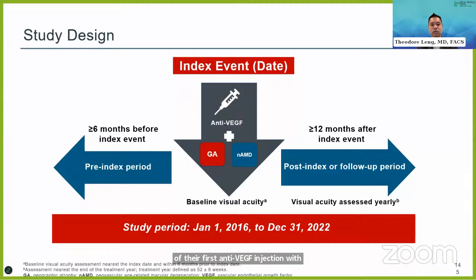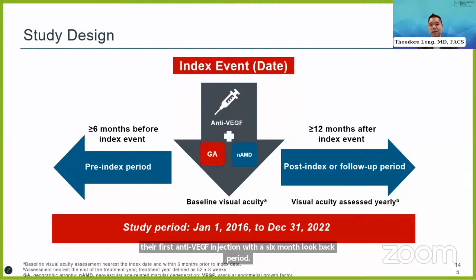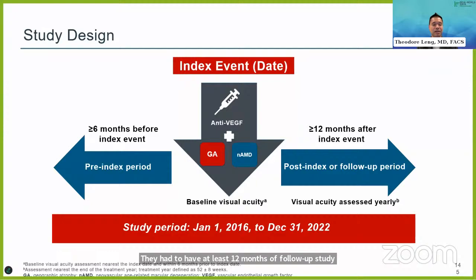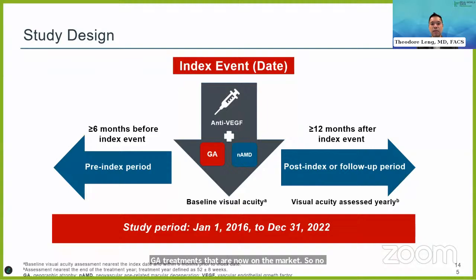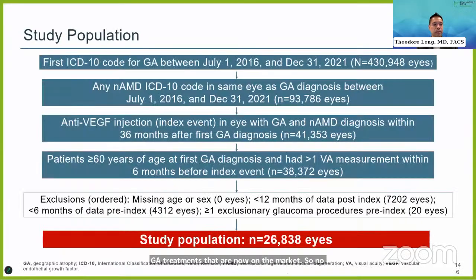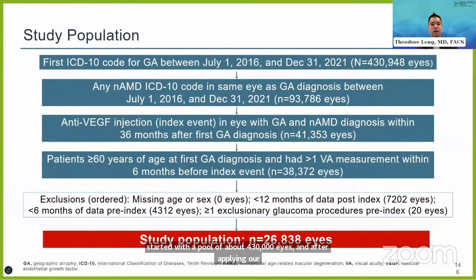They had to have at least 12 months of follow-up study data to be included in the study. Note, this study period was before the availability of the 2 commercial GA treatments that are now on the market. So no eyes in this study received any complement inhibitor therapy. We started with a pool of about 430,000 eyes, and after applying our ICD-10 code criteria and excluding those without age or sex data, we ended up with 26,838 eyes.